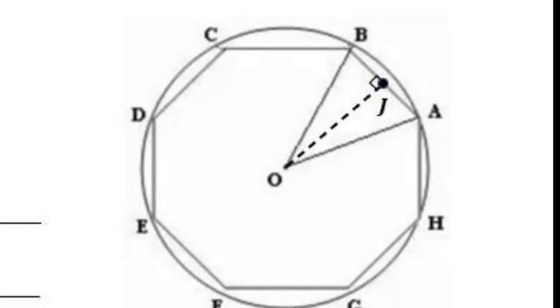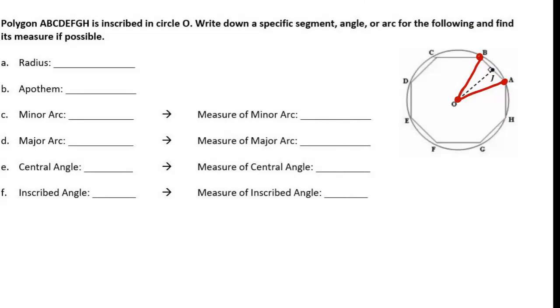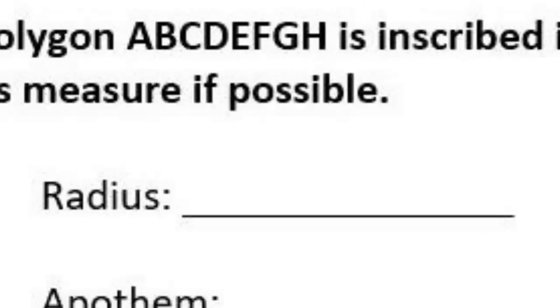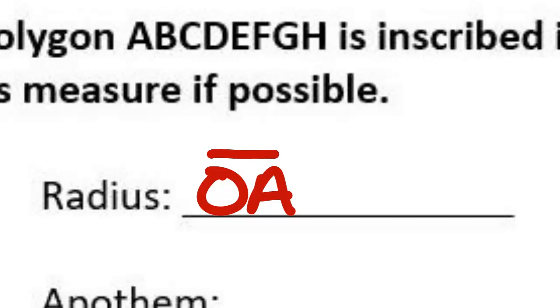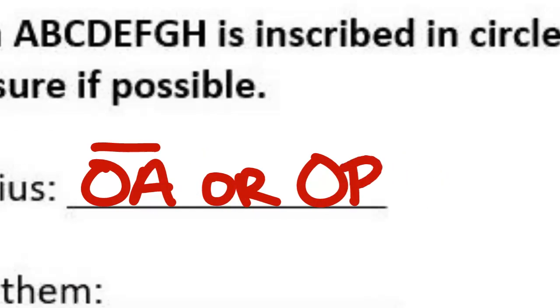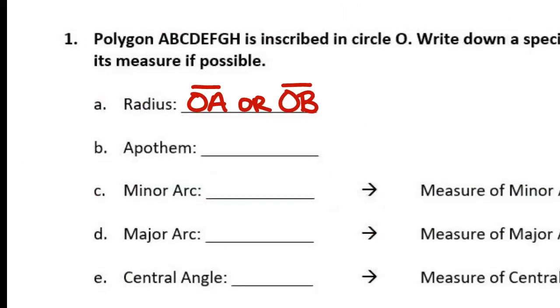Center to a vertex. I see 2 radii that are drawn on this figure up here. What are the 2 radii? OA, yep, and OB goes from the center to a vertex. So we're going to go ahead and write that down here. OA would be a radius, or OB would also be a radius.